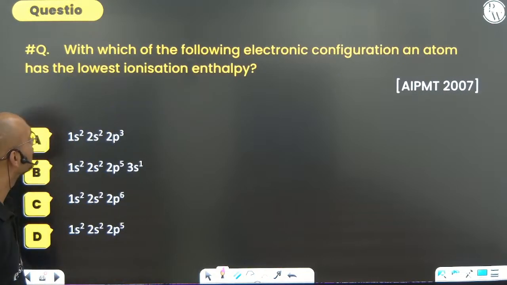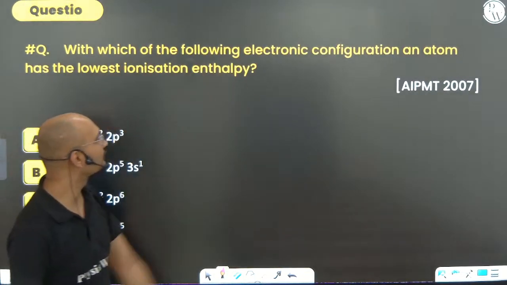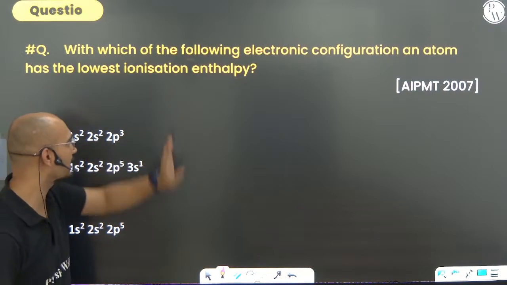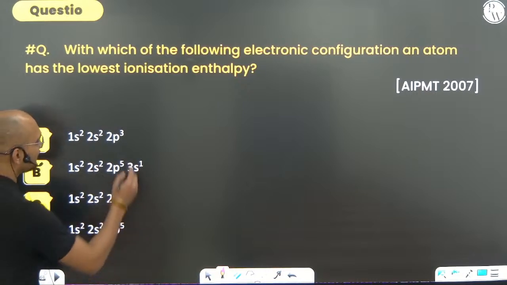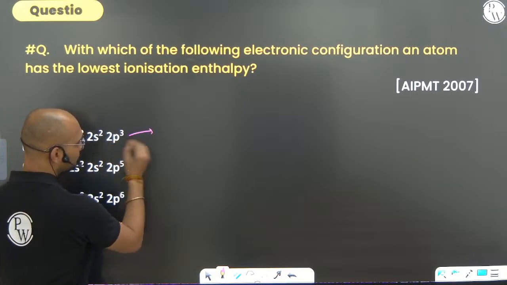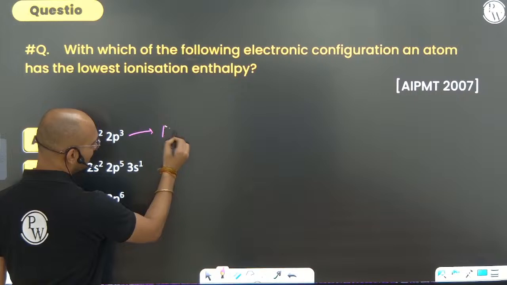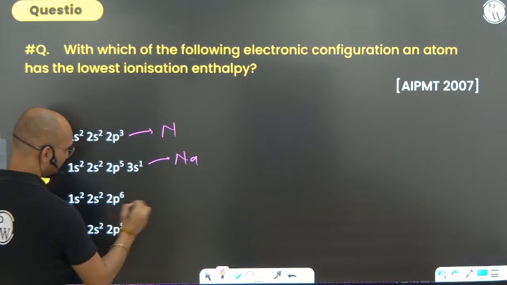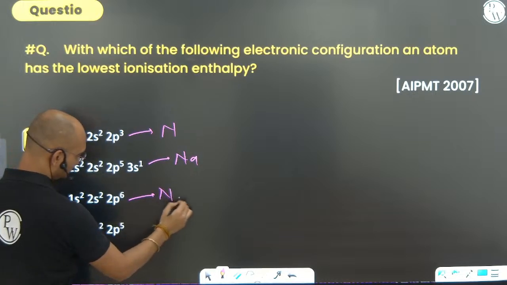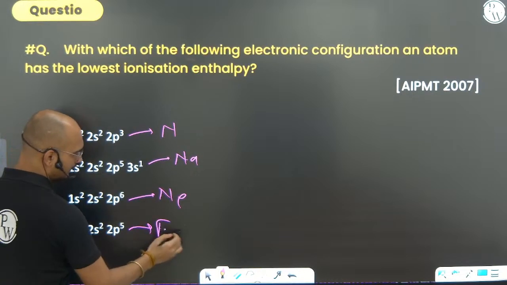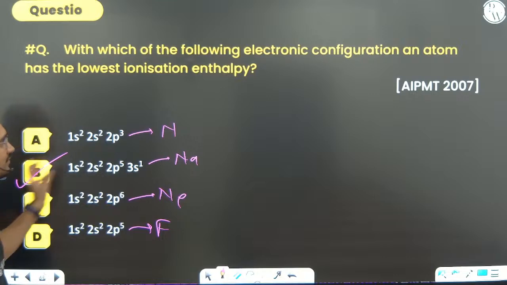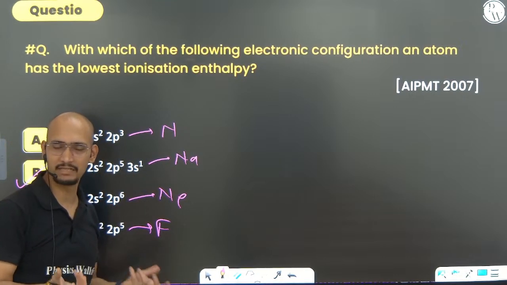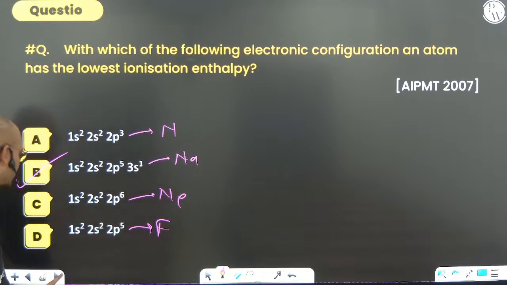Okay, next. In which of the following electronic configurations does an atom have the lowest ionization enthalpy? Look at this: 2p3, that is nitrogen. 3s1, that is sodium. I hope you can see neon, and this one is fluorine. The least, of course, will be whichever is the alkali metal, which can easily remove the electron.